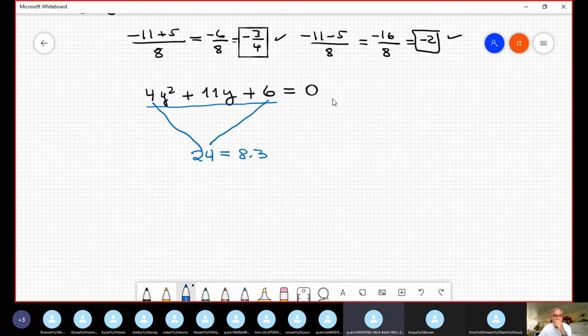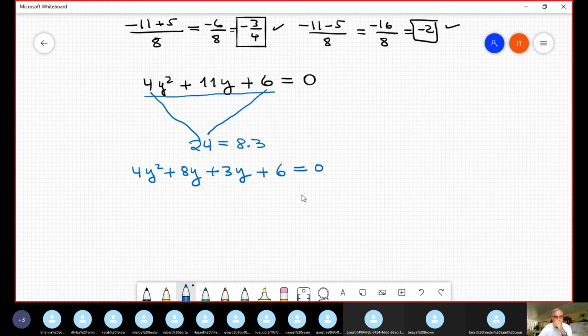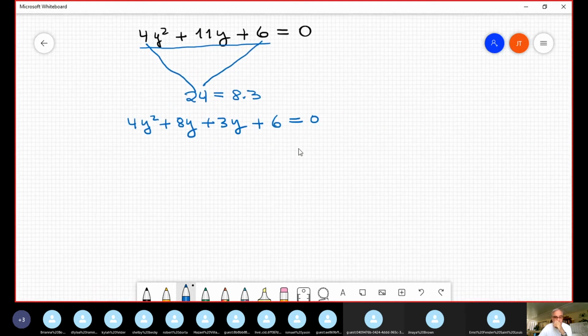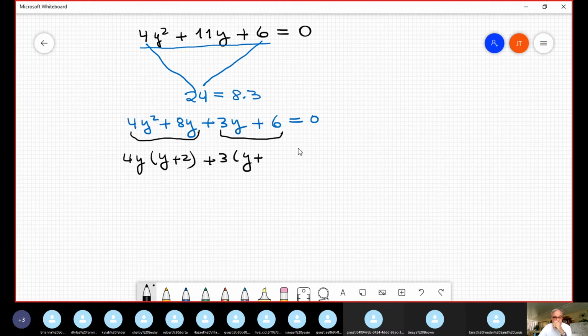Do you follow me? Yes. Exactly. I copy 4y squared plus 8y plus 3y plus 3, because I know that 8 plus 3 is 11. I separate in two pieces. Okay, now apply factoring by grouping. The GCF in the first couple is 4y, y plus 2. The GCF in the second couple is 3, y plus 2. Y plus 2 I discover is a common factor. We have 4y plus 3.